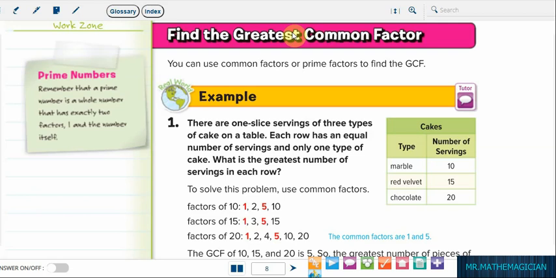This is the first lesson in chapter 1, the greatest common factor. How can we find the greatest common factor, and what is the greatest common factor? Let's find out by taking this example.